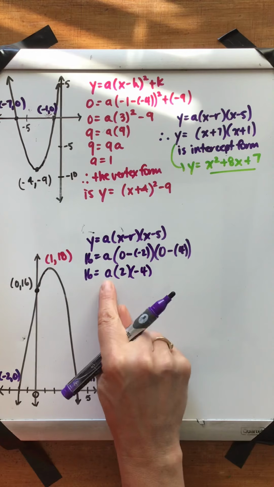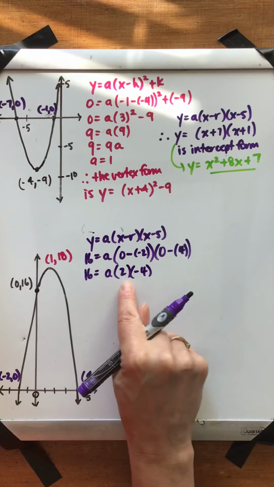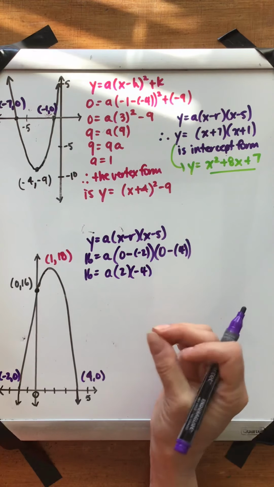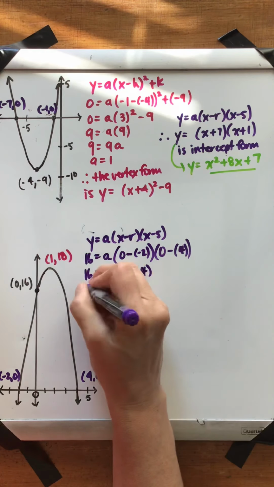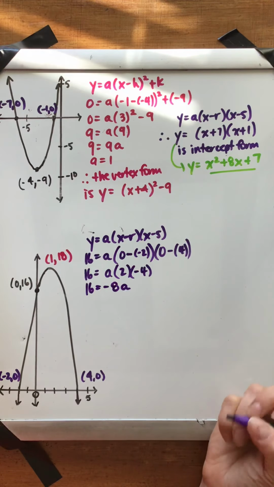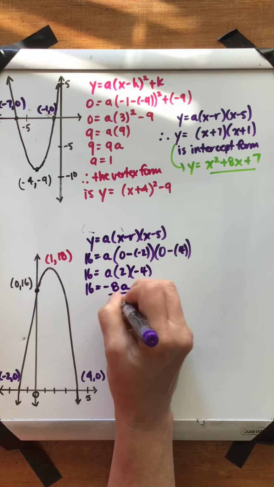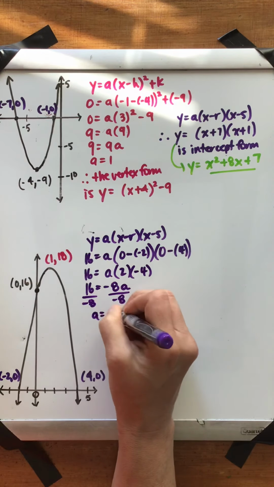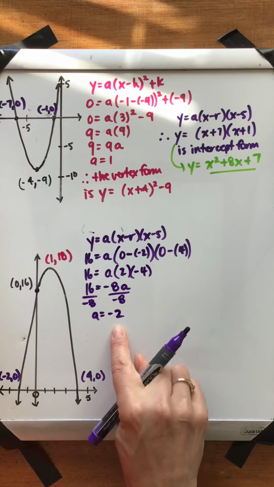Now, I'm not used to seeing the literal part of a term at the beginning and the numerical parts at the end, but I can switch the order because I'm multiplying them together. So I can make this into 16 equals negative 8a. And if I want to solve for a, I can divide both sides by negative 8, and I find that a is negative 2. And that's reasonable.